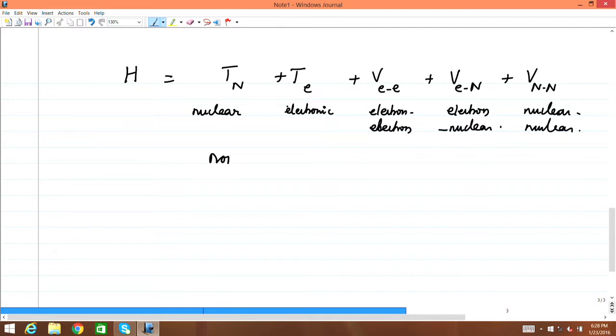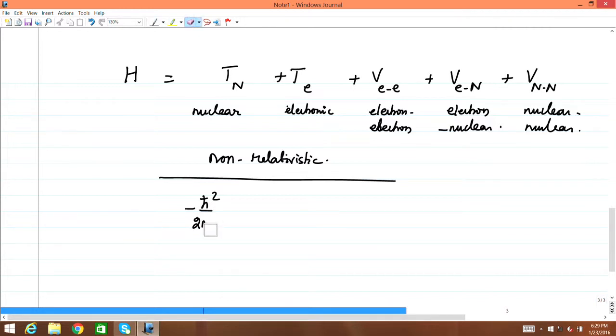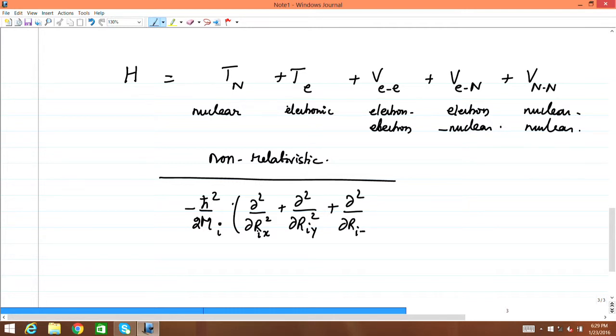And I use non-relativistic form to make things simpler. Therefore, the kinetic energy terms contain minus h bar square by 2 capital M, which is the mass of each nucleus, say M_I. Let me write ∂²/∂R_Ix² + ∂²/∂R_Iy² + ∂²/∂R_Iz², where I is the atom index or the nuclear index, and x, y, z are the coordinates of that nucleus, and this is summed over all the atoms, I equal to 1 to N, all the nuclei.